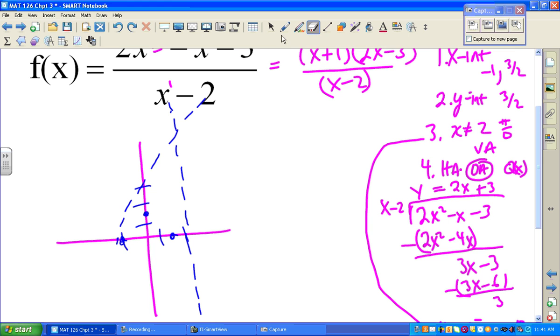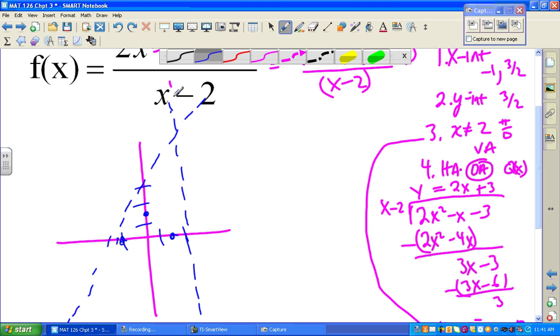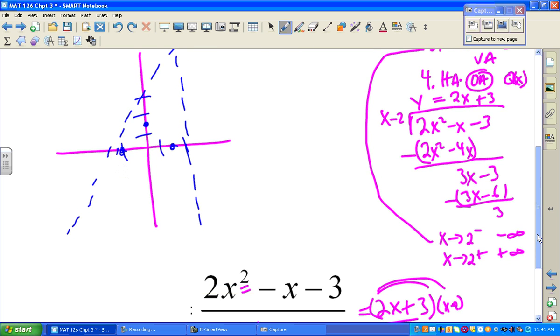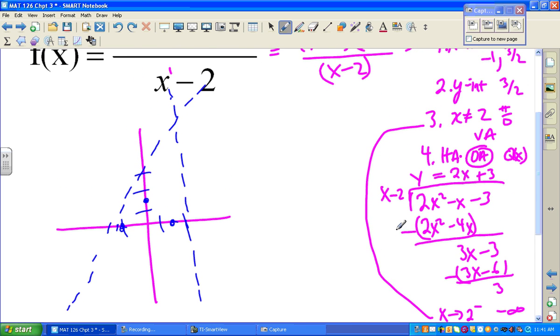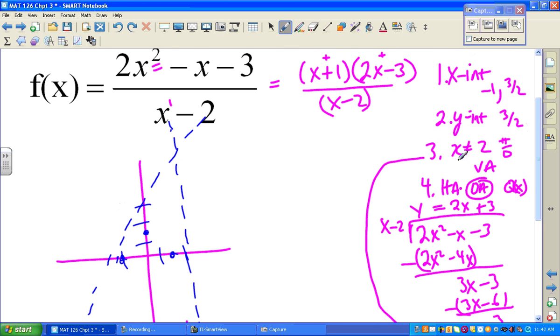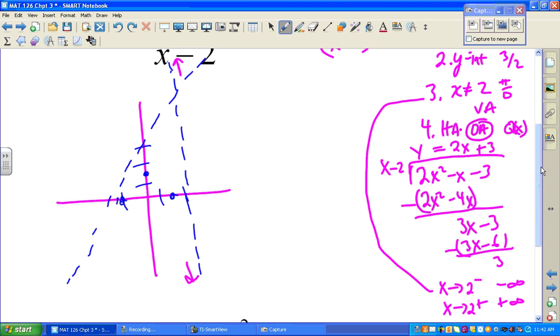Okay. So there's my equation of my oblique asymptote. So it's going to follow that at the end of the graph. And on the left side of 2 is negative infinity. And on the right side of 2 is positive infinity. Okay? That's not a very good sketch. That's a little bit better. I'll just move it out of the way.